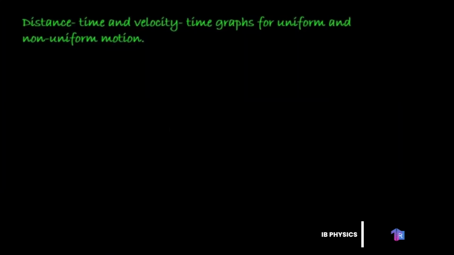In our previous videos, we defined and discussed distance, displacement, speed, velocity, and acceleration. And all of these are the important parameters to describe the motion of any object. In this module, we are going to discuss the distance time and velocity time graphs for the uniform and non-uniform motion.